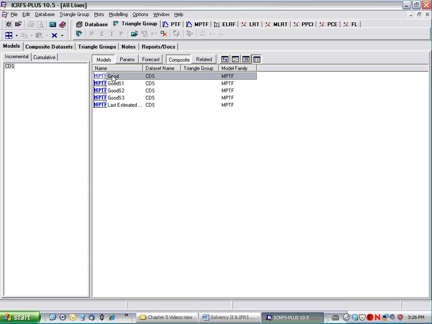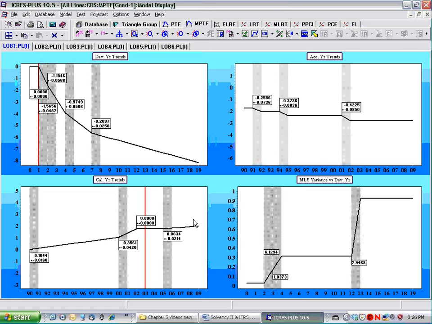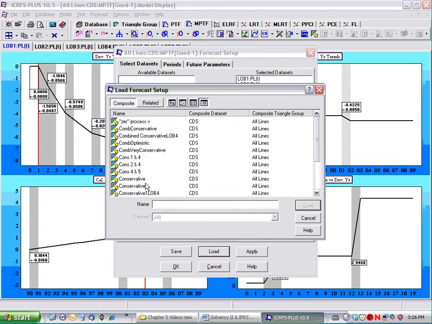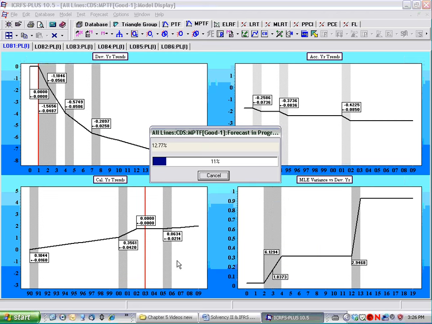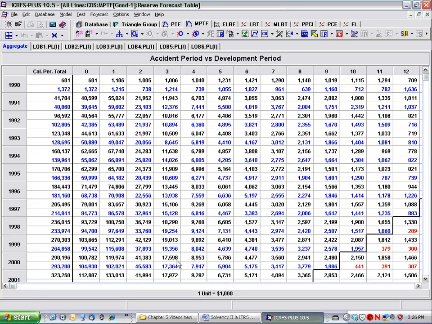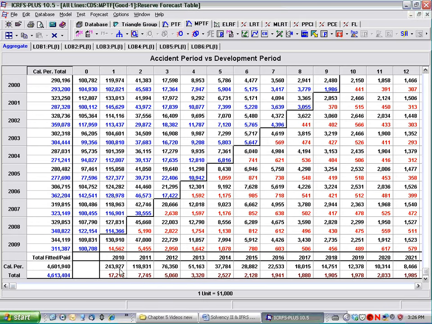So let's run the model for the 6 lines, and let's do a forecast for the 6 lines using our conservative assumption. Now, each calendar year in aggregate has a distribution. That's the mean and standard deviation.